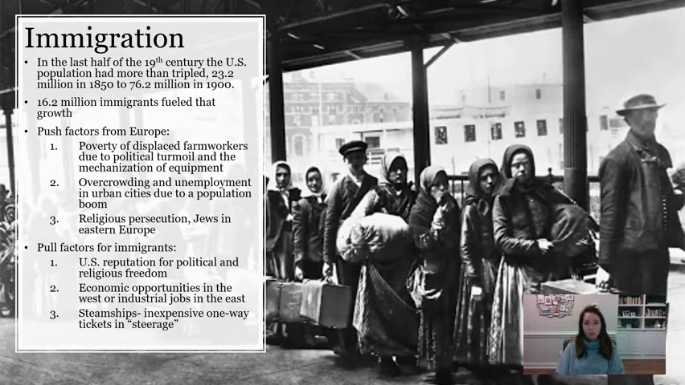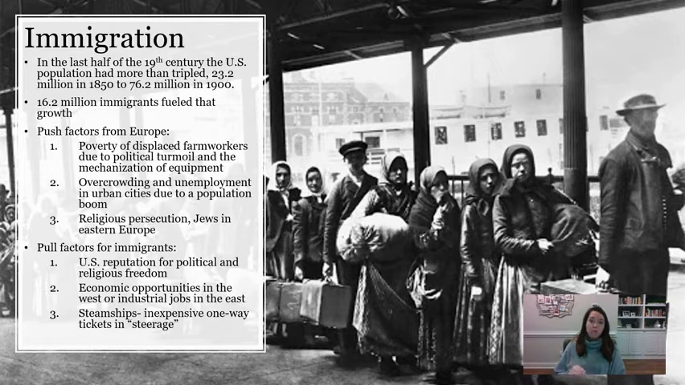So let's first start with this rise in immigration. Between 1850 and 1900, the United States population more than tripled. So in 1850, it was at 23 million, and by 1900, 76.2 million. In addition to the rise in the birth rate, 16.2 million immigrants are going to help fuel that growth. One of the things that's important is understanding the difference between a push factor and a pull factor.